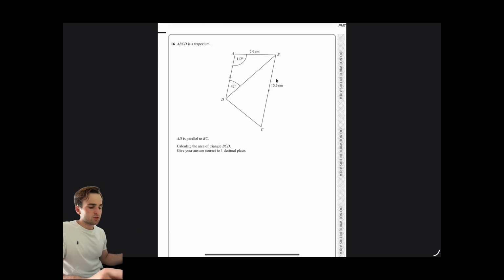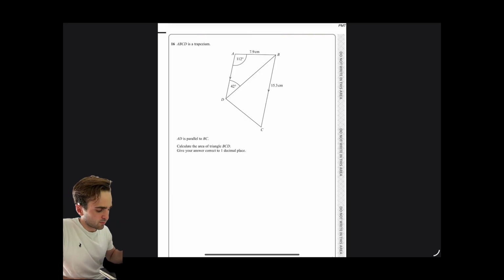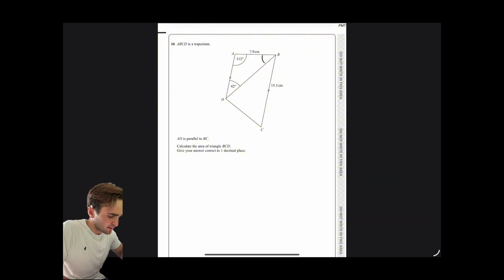That's it done. So we have a trapezium ABCD. AD is parallel to BC. Calculate the area of triangle BCD. Give your answer to 1 decimal place. So we want to find the area of this green guy. So we're going to use our sine rules and our area equation. So first, if we're thinking about this, we can find this angle and this angle straight away because we know our rules, so angles on parallel lines.